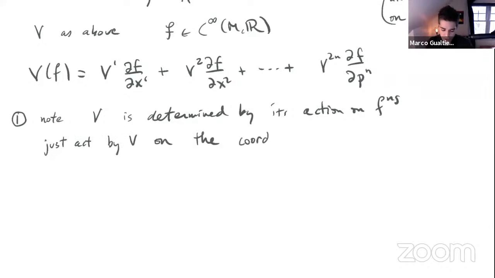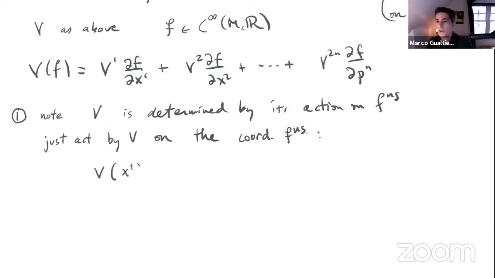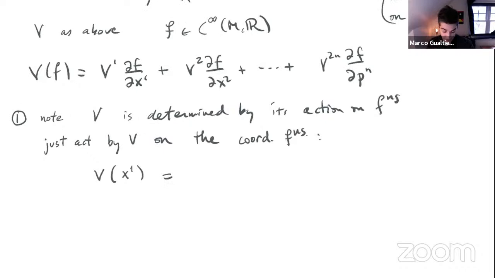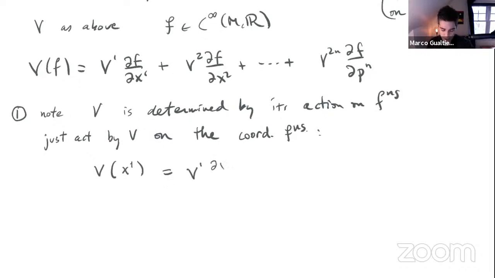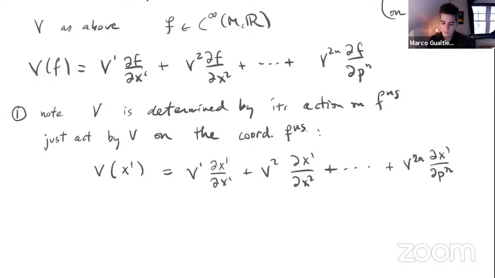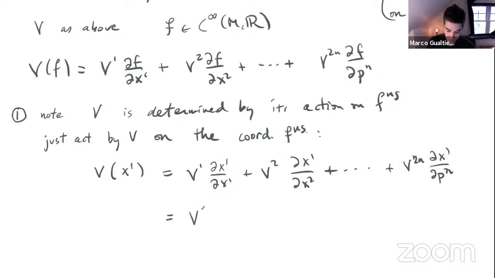On the coordinate functions. Okay, so if I act by v on x1, on this coordinate function, what is it going to do? Well, I'm going to get v1 multiplied by ∂x1/∂x1 plus v2 ∂x1/∂x2 and so on, all the way to v2n ∂x1/∂p_n. And obviously here the partial derivative of x1 in the x1 direction is going to give me 1, and all of these are 0 because we're in coordinates. It's like asking what's dy/dx. These are all 0. So all of these go away, and we just get v1.